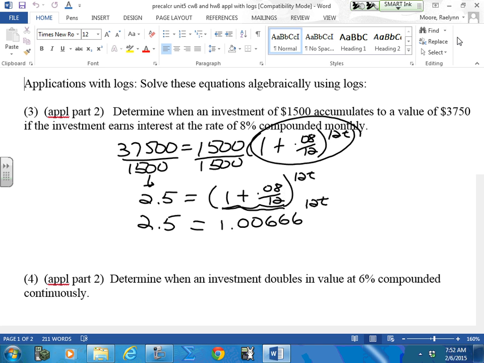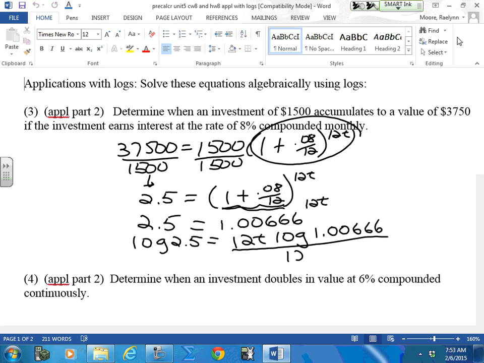Now, you need to solve for your variable, and the log rule will bring that down. So take the log or the ln of both sides and bring down your variable. You need to solve for t, so you're going to divide both sides by 12 log of both sides.